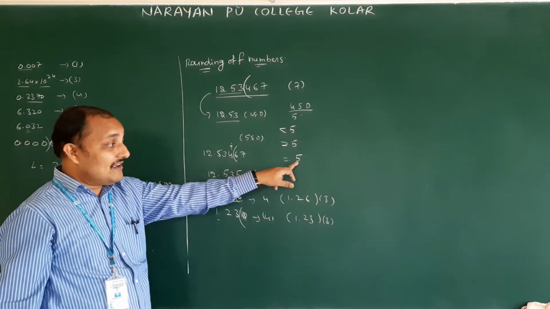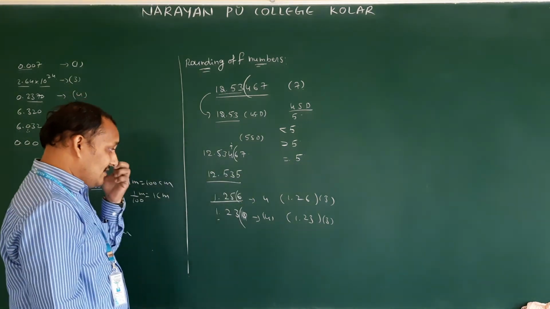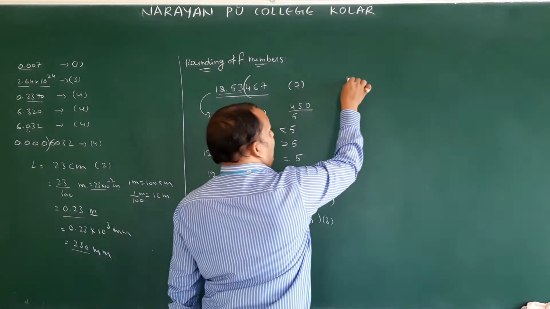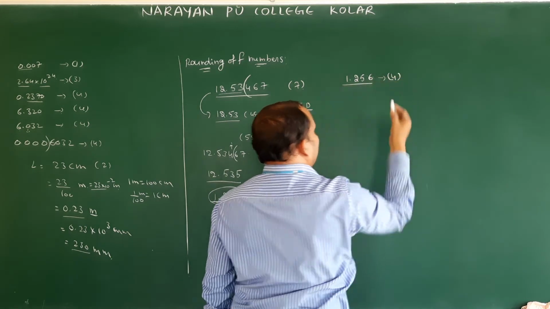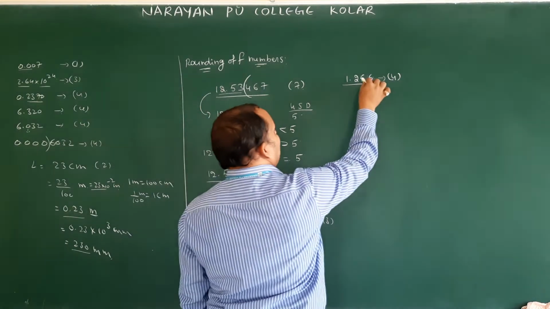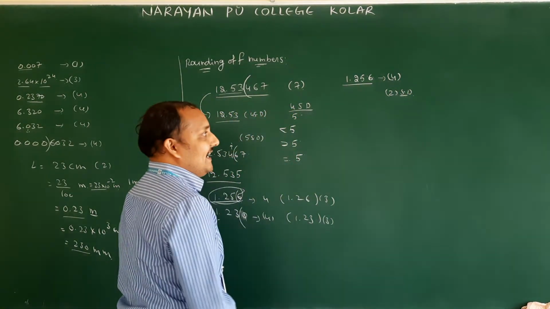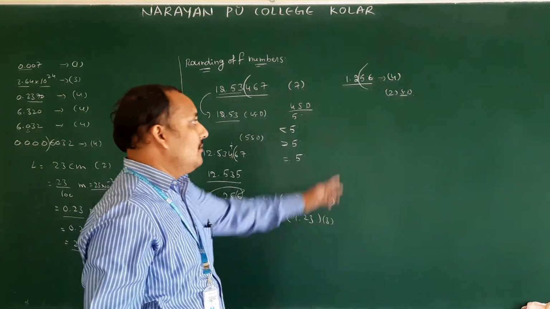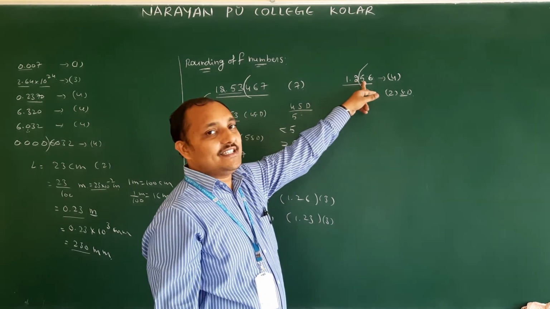Now the problem will come whenever the removing digit is equal to 5. Whenever the removing digit is equal to 5, this number only can be 1.256. How many significant digits? 4 significant digits. So round this number up to 2 significant digits. 2 significant digits means 1.2. Now the removing digit is equal to 5.